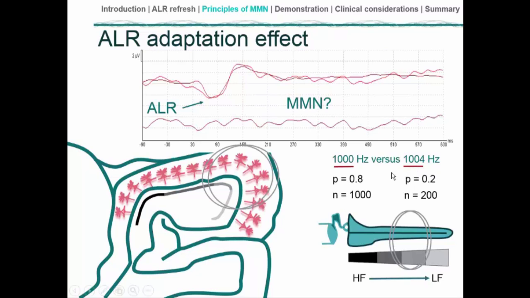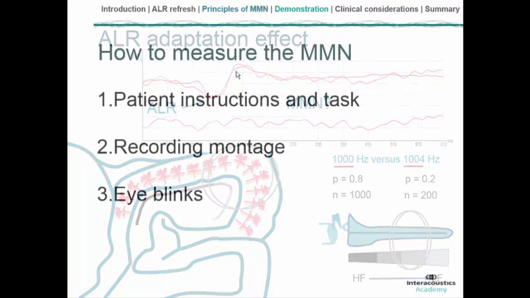So this means that it's very hard, if not impossible, objectively to identify the process of discrimination, so we don't see the MMN. But it also means that almost the same set of neurons that respond to the standard also respond to the deviant, so there are few, if any, neurons that are not driven to some extent to adaptation by the standard when the deviant comes along. So this means that the ALRs to the standard and the deviant are very, very similar in amplitude. So this is the ALR adaptation effect.